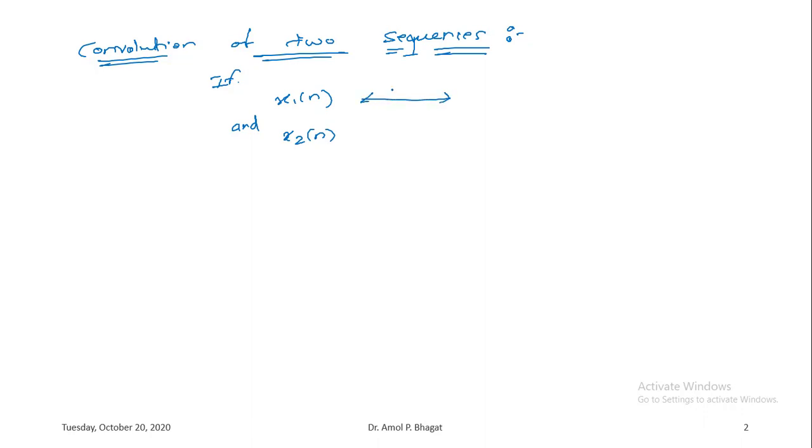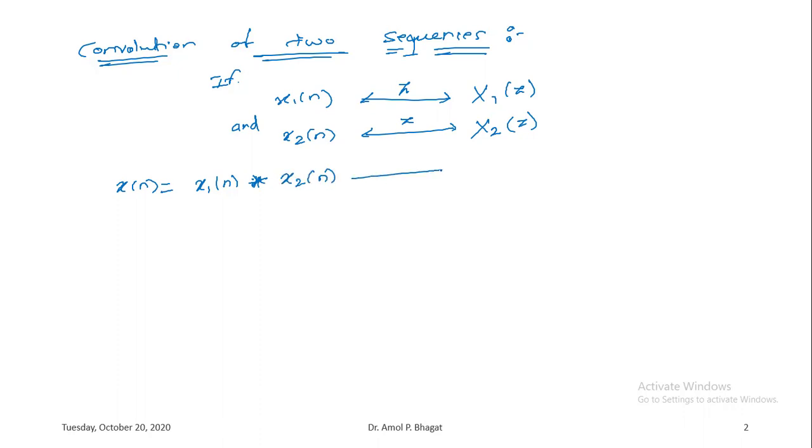If x1 of n has the Z transform capital X1 of Z and x2 of n has the Z transform X2 of Z, then the convolution, if I am representing that convolution as x of n, as x1 of n convolved with x2 of n, we know that this star operator is the convolution operator. So x1 of n is convolved with x2 of n in Z domain.